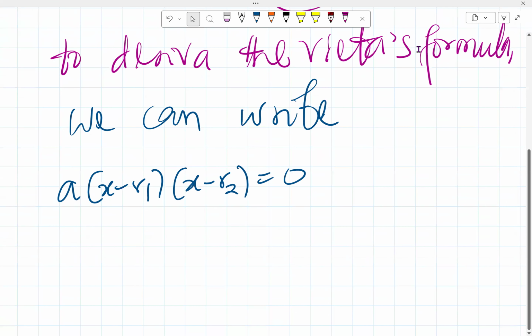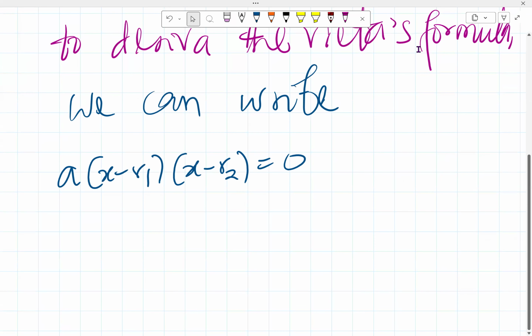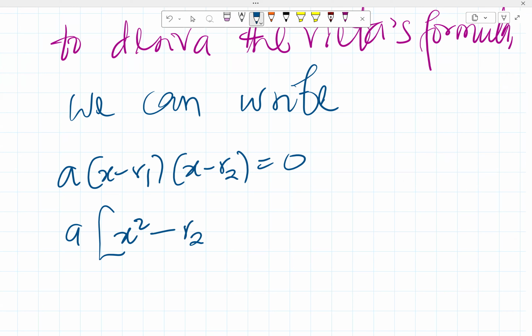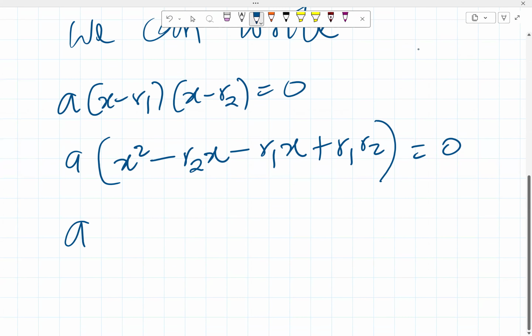So if you solve this, you get R1 and R2. But that we are not really solving here now. What we want to do is to expand. So if you expand, we have A into x times x, x squared, x times minus R2, that's minus R2x, then minus R1 times x, that's minus R1x, then minus R1 times minus R2, that's plus R1R2. In fact, we don't need this, and this is equal to 0. So now we have A into x squared minus.